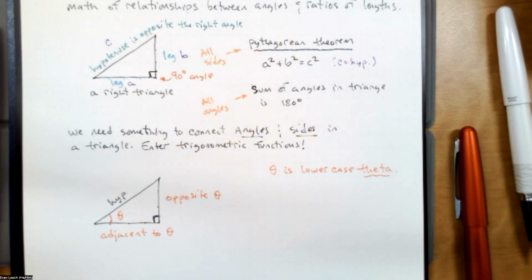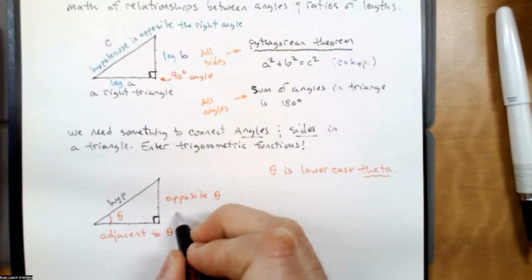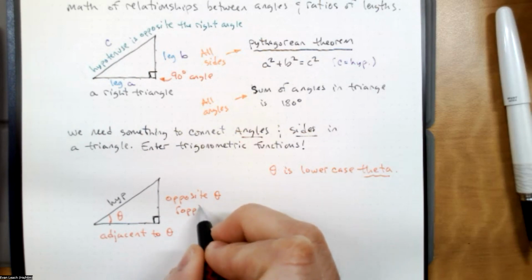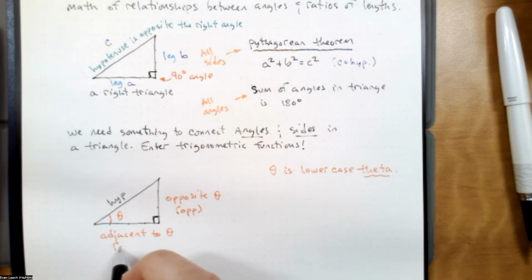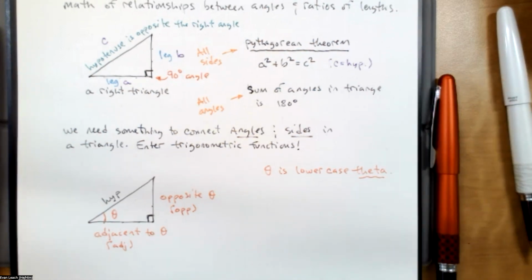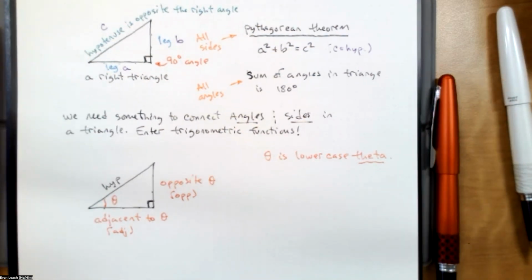Once we pick an angle that gives us a perspective, we'll have one side opposite, an adjacent, and a hypotenuse. Opposite will be abbreviated OPP for opposite. Adjacent will be abbreviated ADJ for adjacent. We're not going to get too fancy coming up with abbreviations for things.